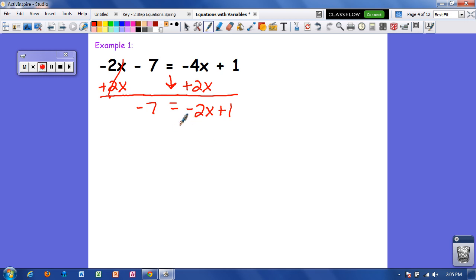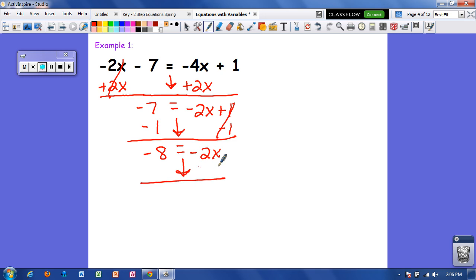Now I want to isolate x. The inverse of adding 1 is to subtract 1. Negative 7 minus 1 is negative 8. That cancels and we're left with negative 2x. The inverse of multiplying by a negative 2 would be to divide by a negative 2. And negative 8 divided by negative 2 is 4. So it doesn't matter which side you bring the variable to as long as you keep all your variables together.